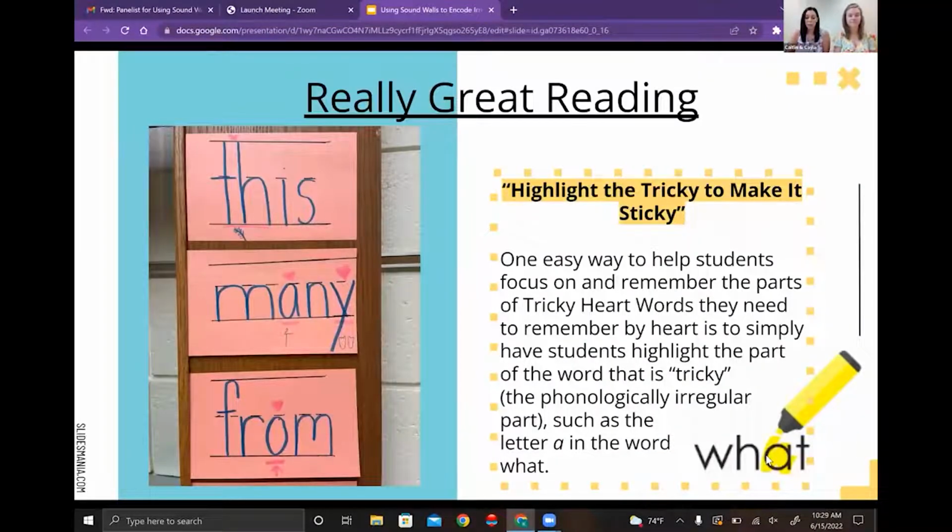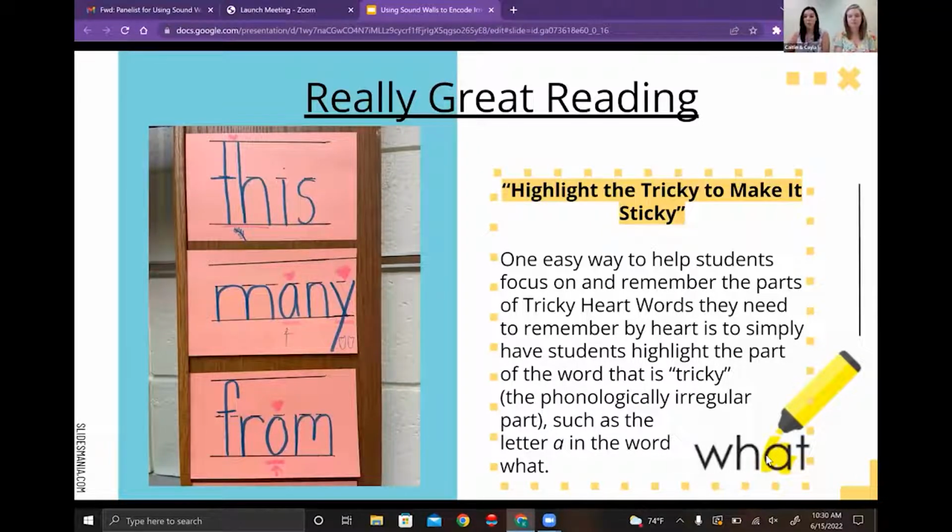And then something from Really Great Reading that we like to do is highlight the tricky to make it sticky. So that's something we say to our kids, and it makes them laugh a little bit. Obviously it helps them remember this little trick because of the cute little saying that they like. So one easy way to help students focus on and remember the parts of the tricky heart words they need to remember by heart is to simply have them highlight the part of the word that is tricky, which is the irregular part of the word, such as the letter A in the word what, right?